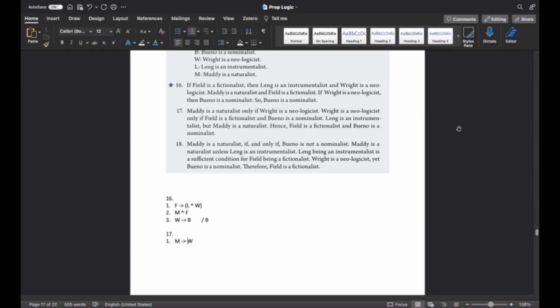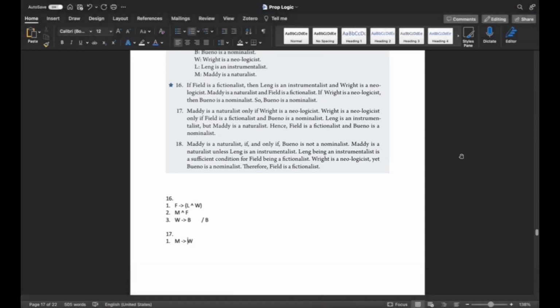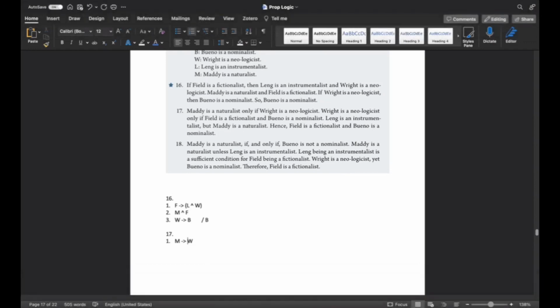Wait, wait. Maddie is a naturalist only if. So "only if," yeah, you're right. Yeah, this is fine. Is this one correct? Yeah, that's fine. It's kind of difficult.